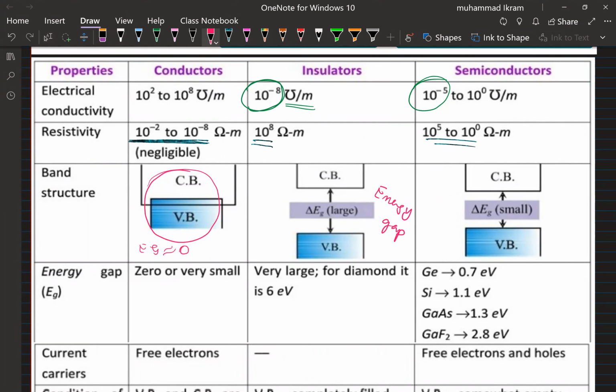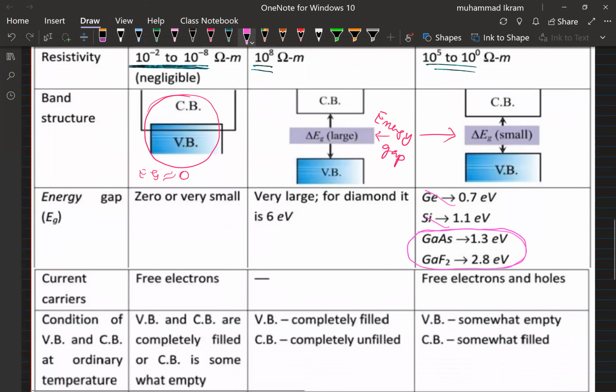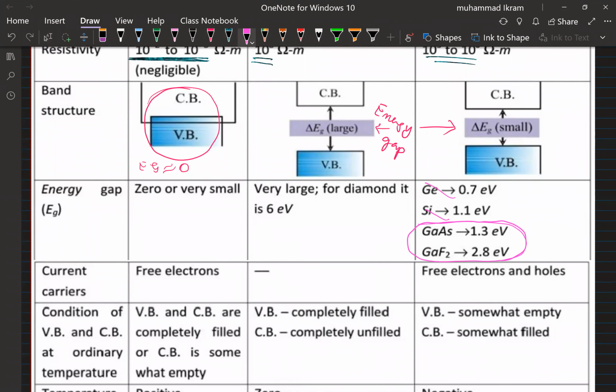For the semiconductor, the energy gap compared to that of the insulator is relatively small, and it depends on the nature of the substance. For example, for germanium it is 0.7 electron volt, and for silicon it is 1.1 electron volt, and there are other substances, other kinds of compounds. Here, as I told, the energy gap is nearly zero or very, very small.